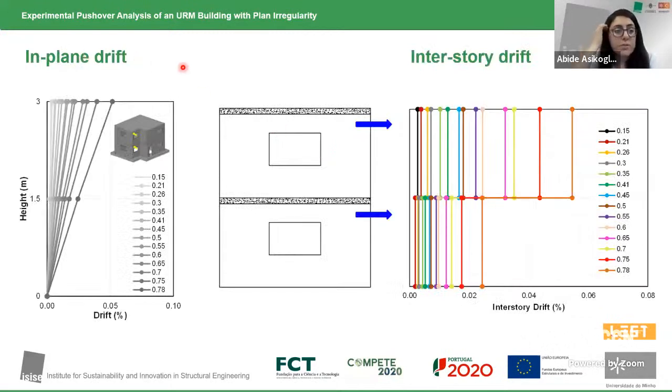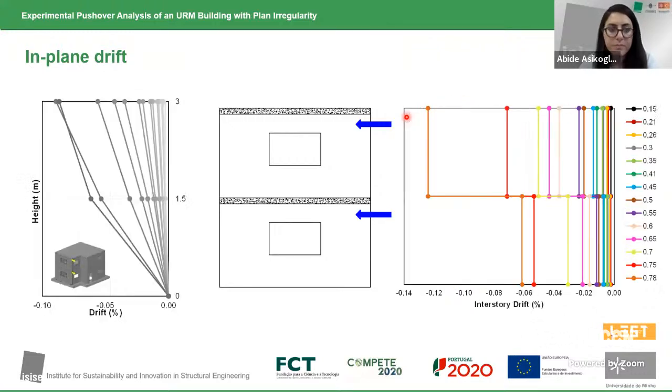In terms of in-plane drift, by increasing the cycles, or the amount of force, the trend appears to be constant. But in terms of interstory drift, it is observed that in the second floor, we have a high difference. And again, for the negative direction, where the building failed, we see some discrepancies in the in-plane drift. And again, in the interstory drift, the difference is much higher in the second floor, but again, the amount of drift that we had was mainly controlled by uplift.